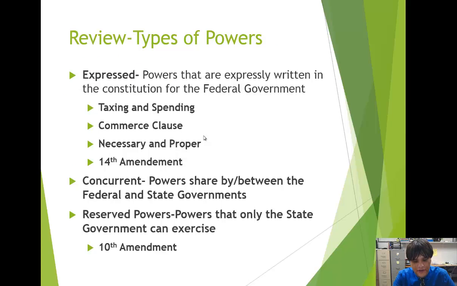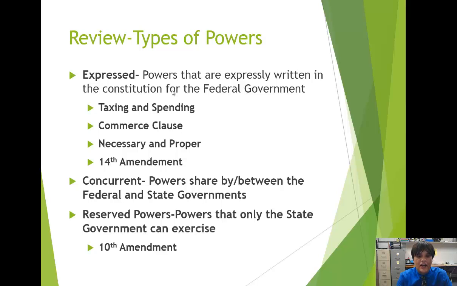Alright, so let's go ahead and review the types of powers. We talked about each of these three. We talked about express powers, which are powers that are only written for the federal government. We have the concurrent powers, which are powers shared by the federal and state governments. And then we have reserve powers, powers that only the state government can exercise. The express powers for the federal government only are the taxing and spending clause, the commerce clause, necessary and proper clause, and the 14th Amendment.